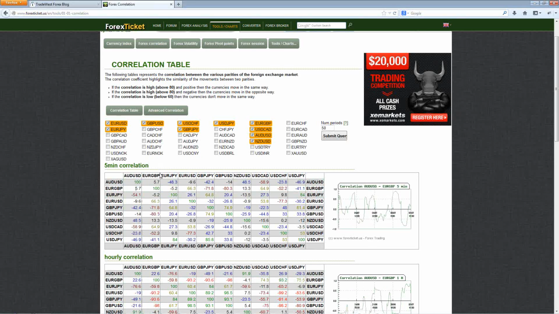Well, these numbers will range from negative 100 to a positive 100. I don't think it'll ever really be negative 100. And the higher the number, the closer it is to positive 100, the more likely the pairs are to move in the same exact direction at the same time, so that they're going to follow each other. Whereas if it is closer to negative 100, then that means the pairs will mirror each other. They will move in opposite directions.